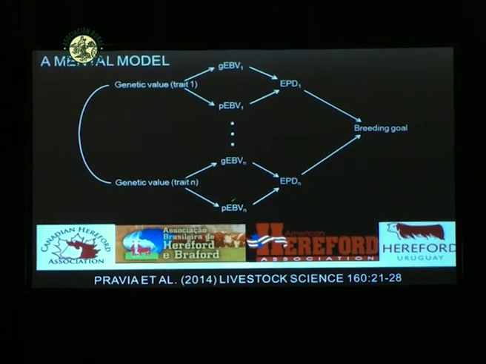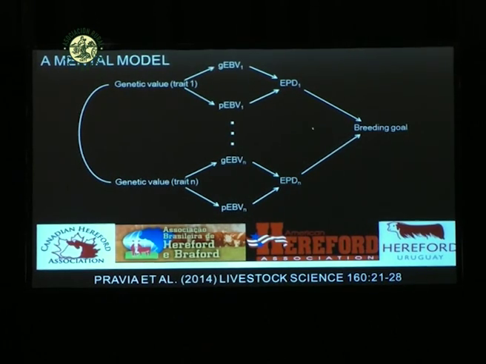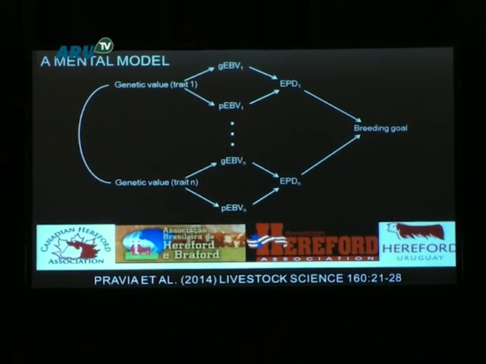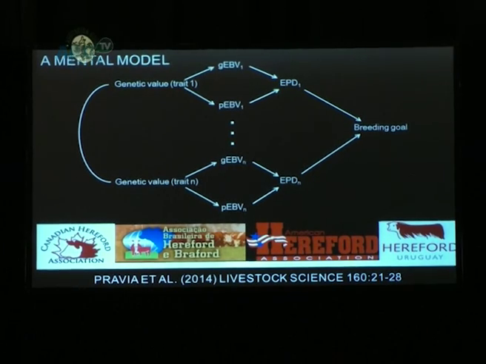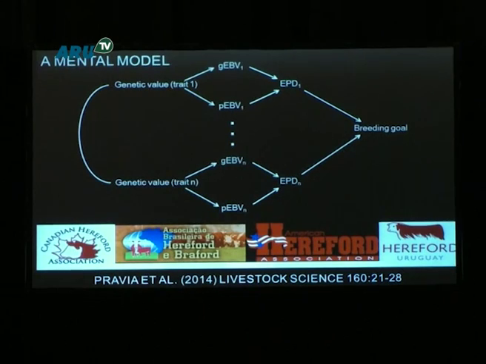There's a series of however many traits, N traits. And what I want to talk about now is the process of blending those traits together into a single measure of a breeding goal, which you might call an EPD or EBV for profitability.